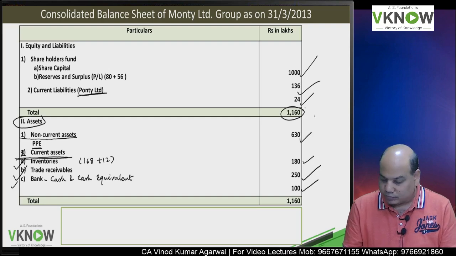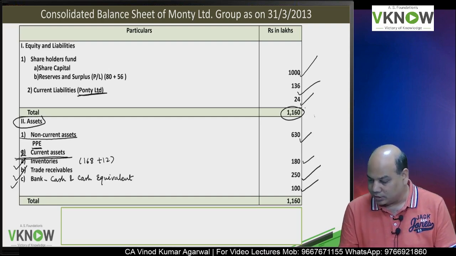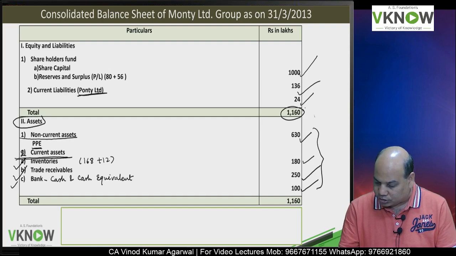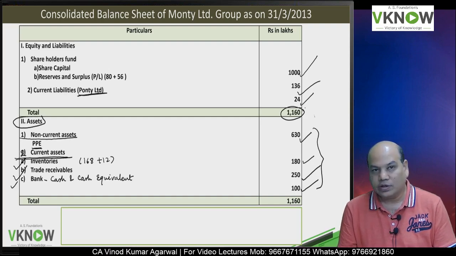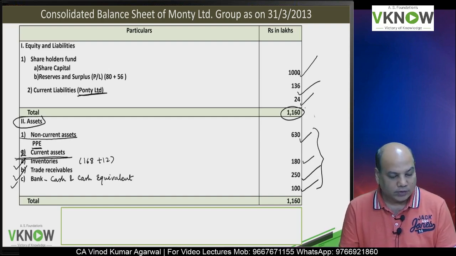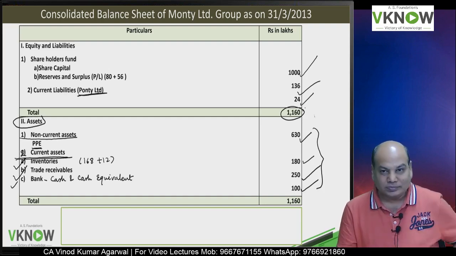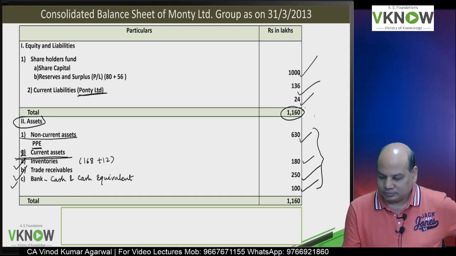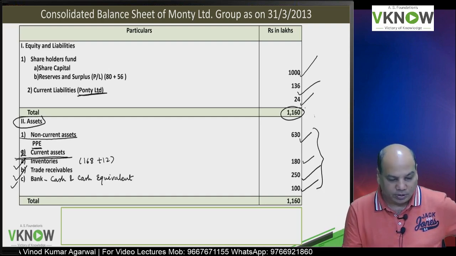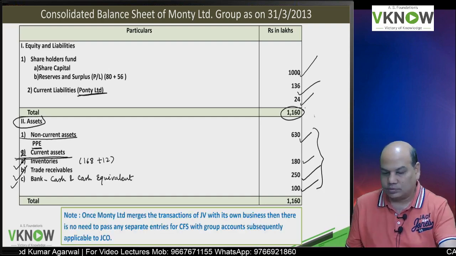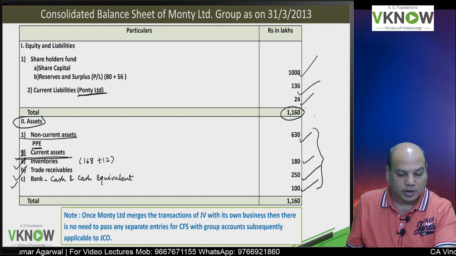100. Cash and cash equivalent 100, and therefore the total is 1160. Therefore the total is 1160. This is how the balance sheet will be prepared, and you will write a note. Your question is, will there be any special or adjustment entry required in CFS?